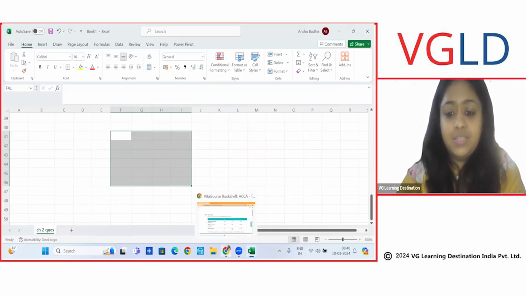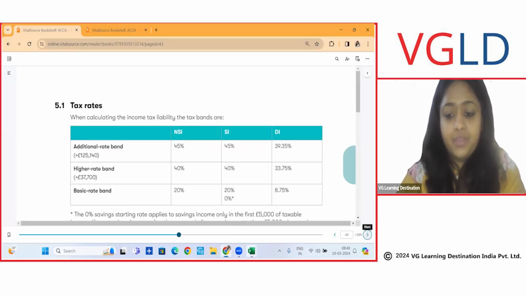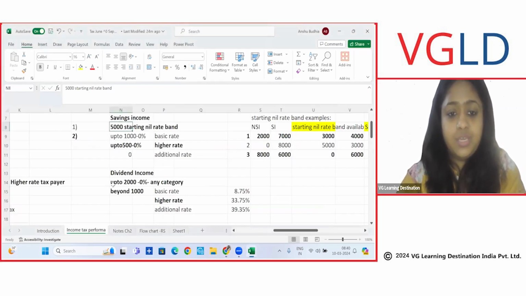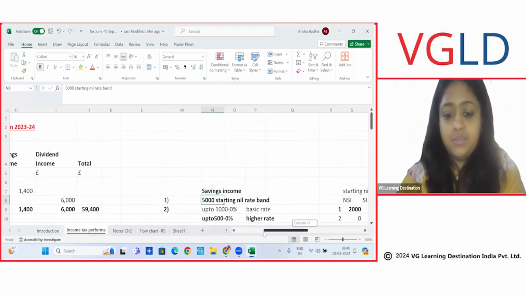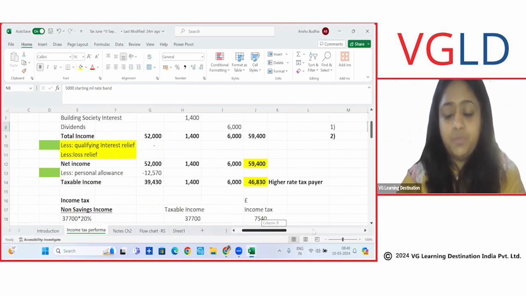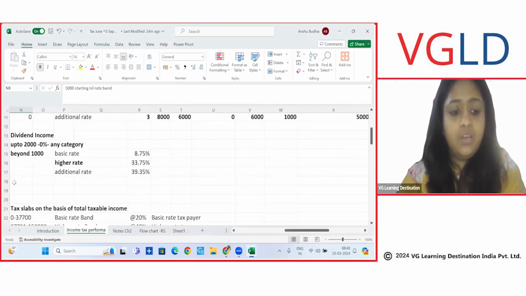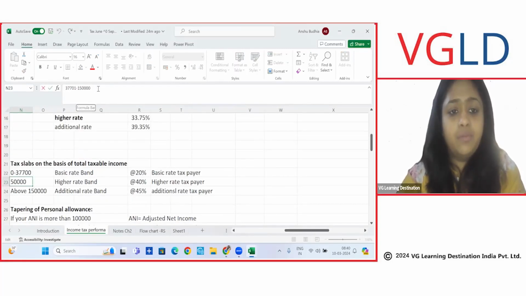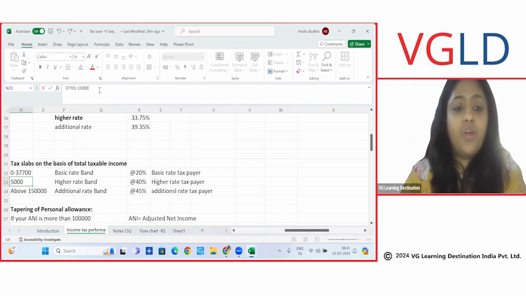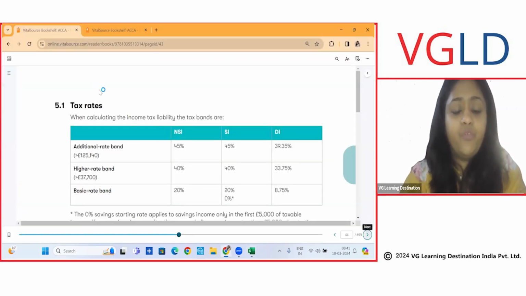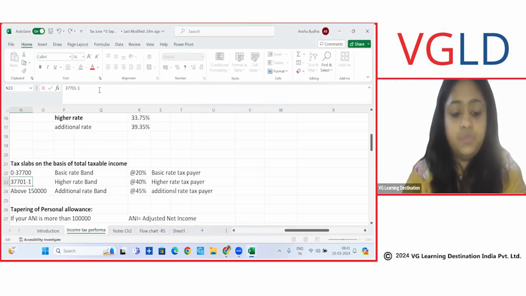There is a change in the rate band. So I just skipped that update. The rate band has changed a bit, so just correct for that. Now the additional rate band, the higher rate band, is till 125,140 only. Okay, just make that change.